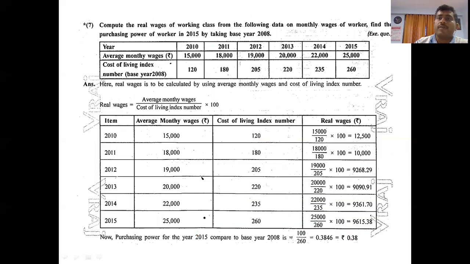The last question for today. Compute the real wages. You can see the topic, real wages. The real wages formula is not shown to you actually, but I discussed it with you. So what is the formula? Real wages is equal to wages upon cost of living index number into 100. Real wages means the wages that the actual labor gets. Even if there is an increase in the wages, has the purchasing capacity increased or not? That shows. That is real wages.